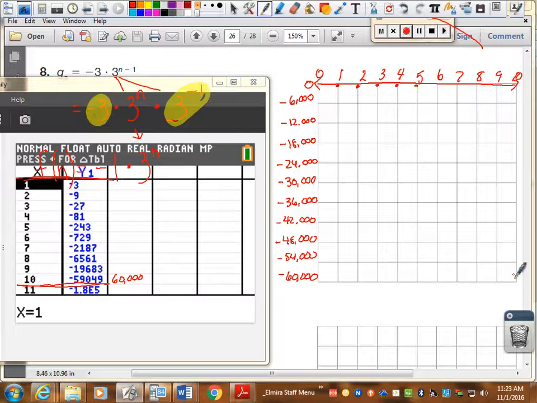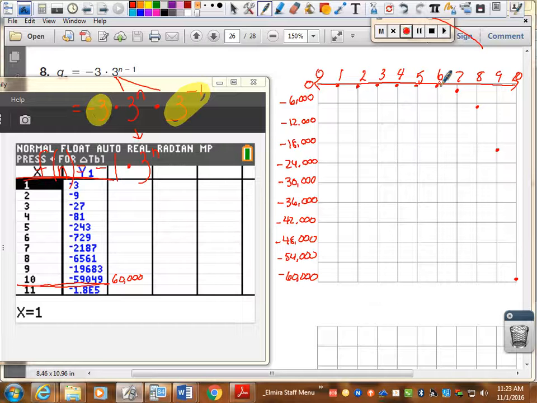10 and negative 59,000. 9 and negative almost 20,000. 8 and negative 6,500. 7 and 2,187.